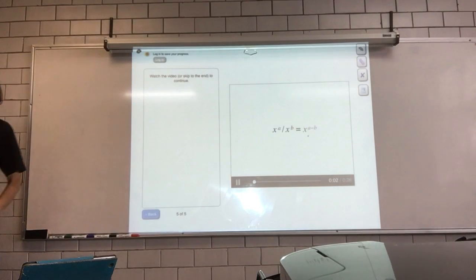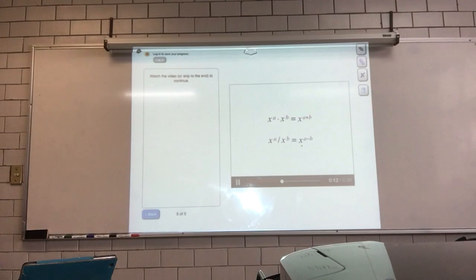Yes, it's x to the a minus b. To summarize, you found that x to the a times x to the b is x to the a plus b, and x to the a divided by x to the b is x to the a minus b. So in general, when you multiply two powers with the same base, x in these examples, you can add their exponents. And when you divide powers with the same base, you can subtract their exponents.